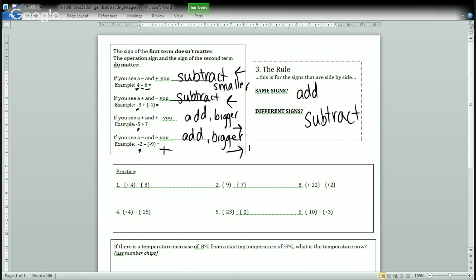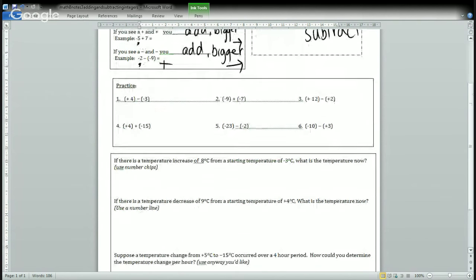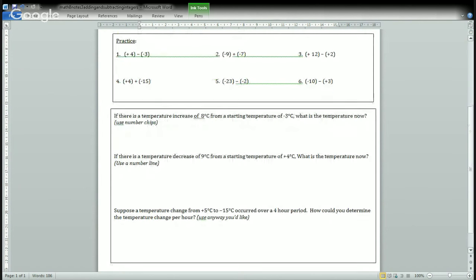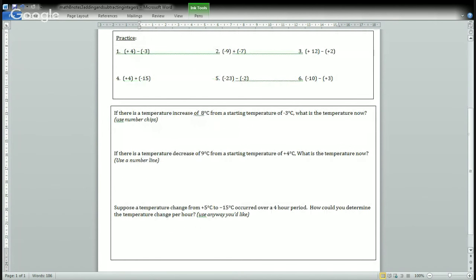So why don't you try the ones below? You still want to do a number line or integer chips, I encourage you to, but again, you don't have to. If you want to just try the rule, right, go for it. We also have some word problems here, just as you're working through the sheets. When you're doing your word problems, it's really important to also write a mathematical equation.